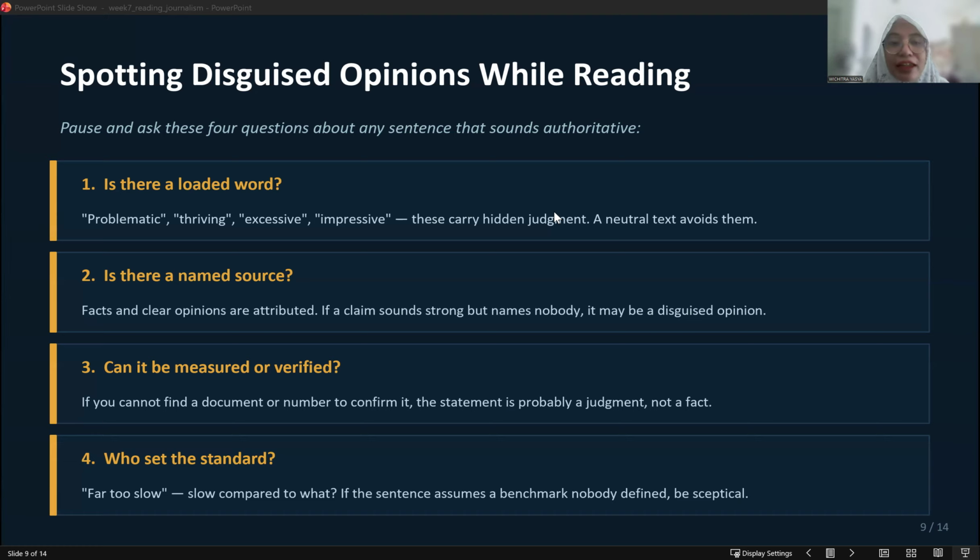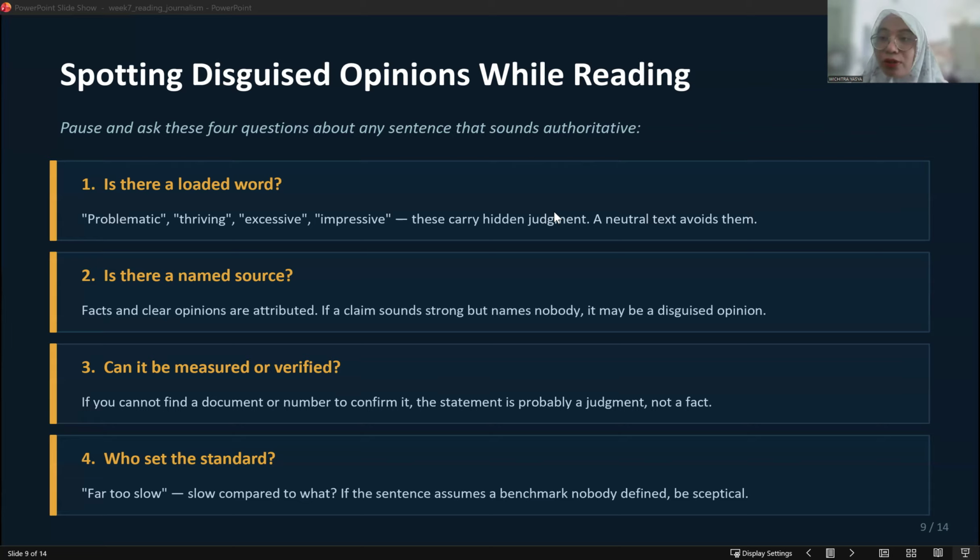Is there a named source? Facts and clear opinions are attributed. So there's a clear source, an attribution or name. If a claim sounds strong but names nobody, it may be a disguised opinion. So if they make a claim like it's very good, it's best, but there's no source, who said that? So usually that may be a disguised opinion. The third question that you can ask is, can it be measured or verified? If you cannot find a document or number to confirm it, the statement is probably a judgment, not a fact.